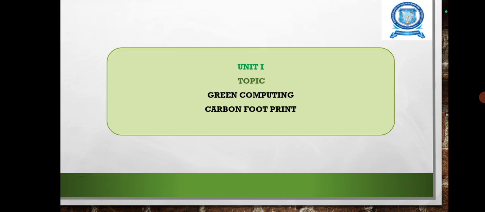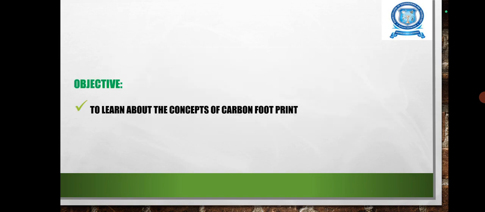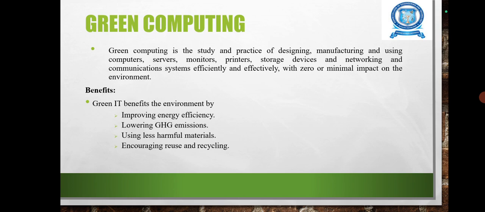Subject Code CS 8078, Green Computing, Unit 1, Topic Green Computing Carbon Footprint. Objective: to learn about the concepts of carbon footprint. First, we are going to see the introduction about green computing.